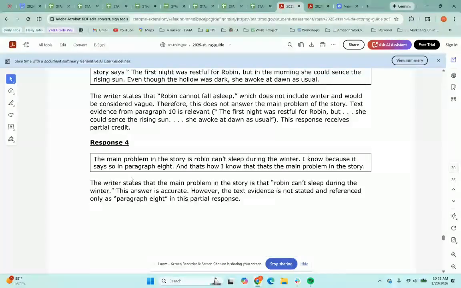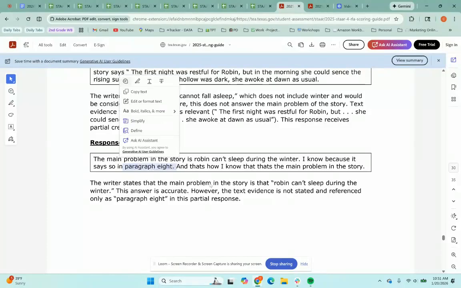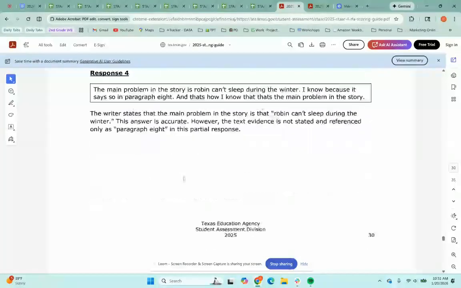It says in paragraph 8. Oh man, they didn't even quote the evidence. So they have to either paraphrase or quote the evidence. They can't just refer to a paragraph. So that is why that one got 1 point.